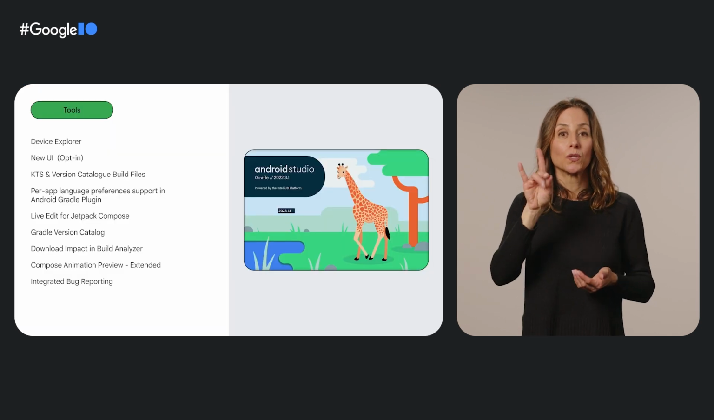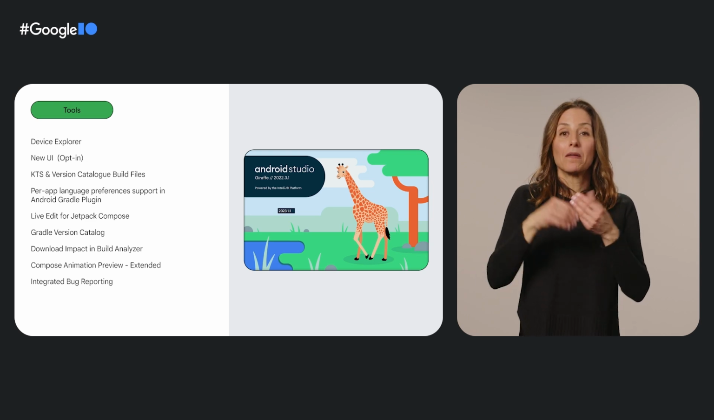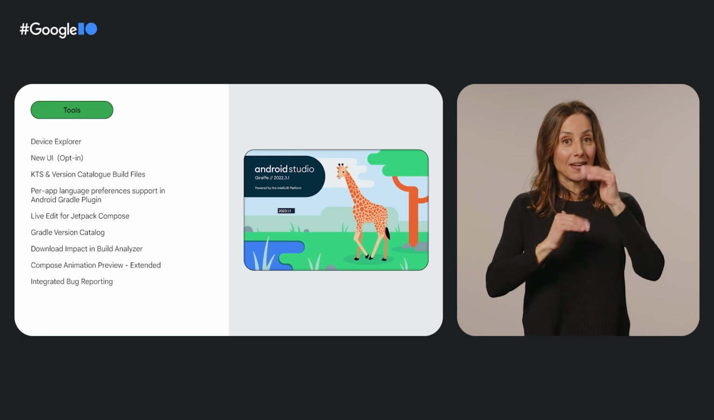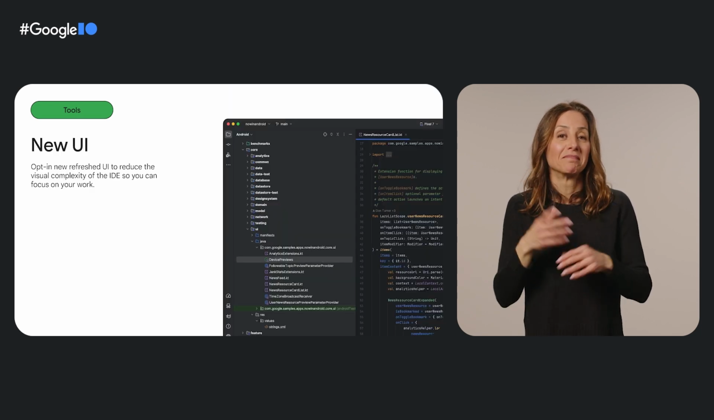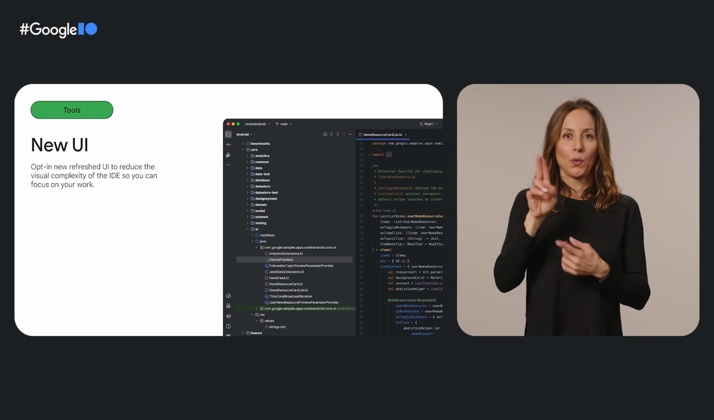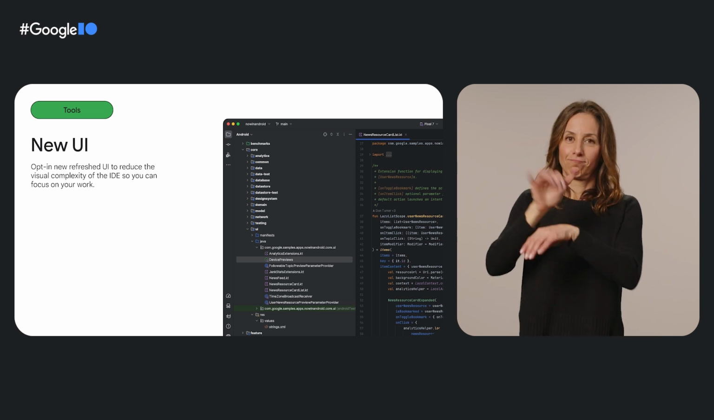Speaking of tools, Android Studio preview versions introduce a lot more tools to help you build quality apps. Android Studio Giraffe adds features like a new device explorer, adding an option to use Kotlin script for build scripts, using version catalogs by default for new projects, and more. Giraffe also has a new refresh UI that reduces visual clutter so you can focus on your code. You can opt in to see this in the settings page.